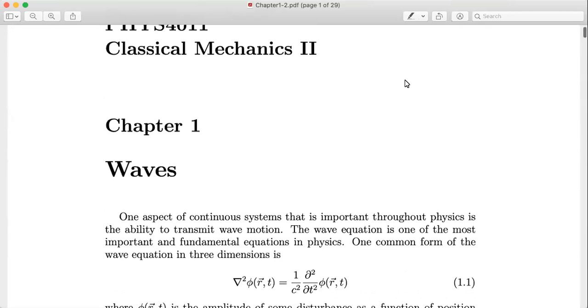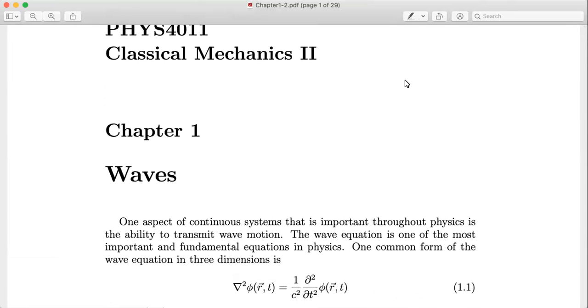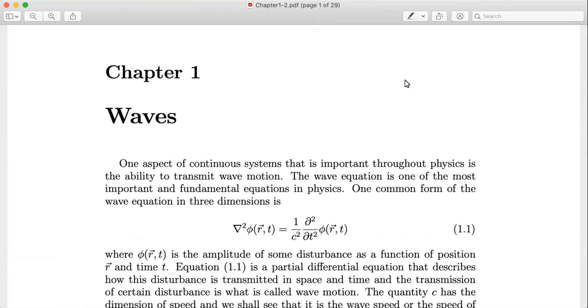Okay, so the first topic we are going to study is waves. In particular, waves are a very common motion in continuous systems. In your earlier classical mechanics course, classical mechanics 1, for example, you focused on point masses, or a system of point masses. In this course, we'll start to study continuous systems.